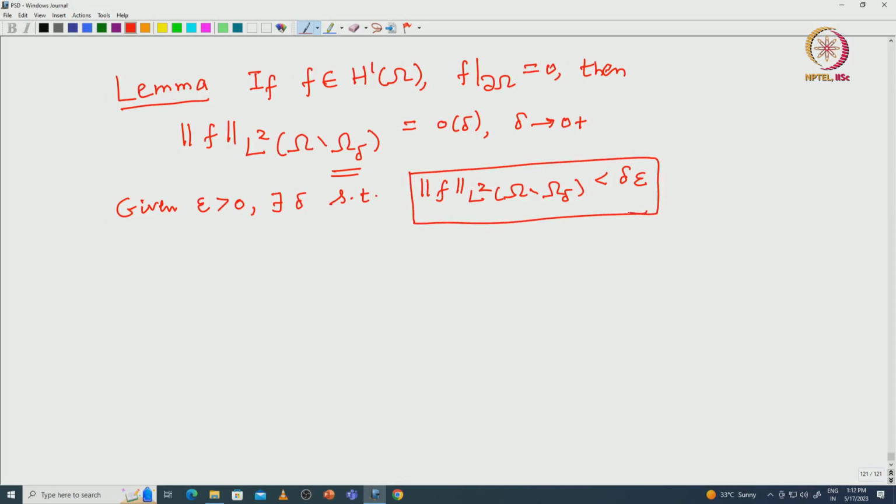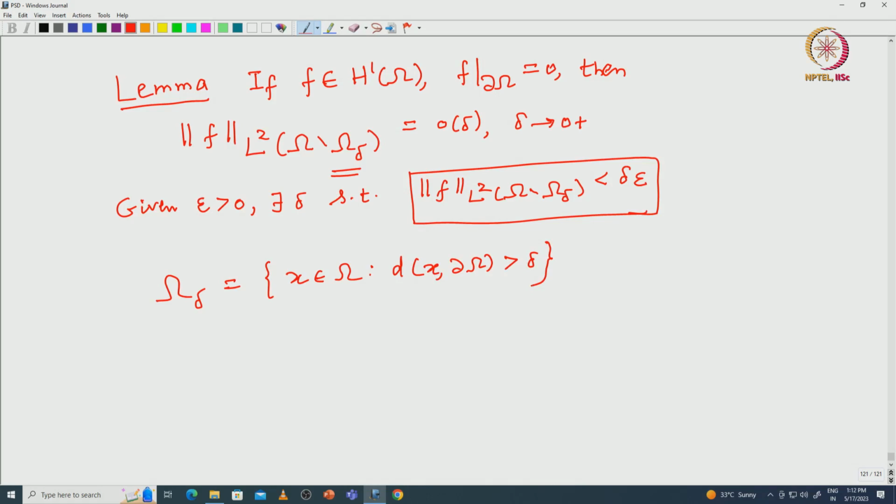And of course, this is only for the L2 norm. So, this we cannot expect for the gradient norm, as we will see. So, what is this Ω_δ? Ω_δ is the set of all x in Ω which are away from the boundary by delta. So, delta is small.